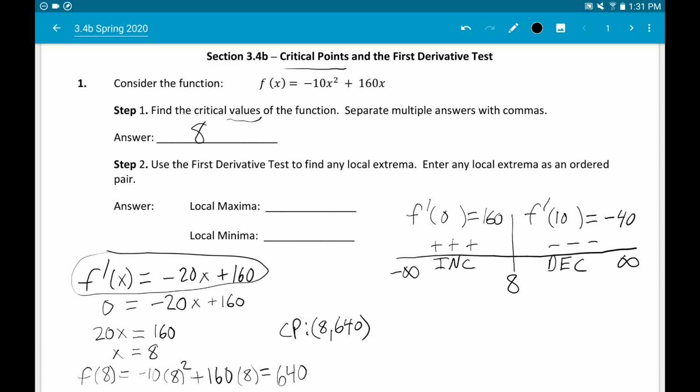So what I want you to do is think about what's happening here. This left interval is increasing, so it's going up. The right interval is decreasing, so it's going down. So this point right here at 8 is above its surroundings. So that means you must have a local max there. And again, we've already calculated the y value over here for the critical point. So our local max is going to be 8, 640.